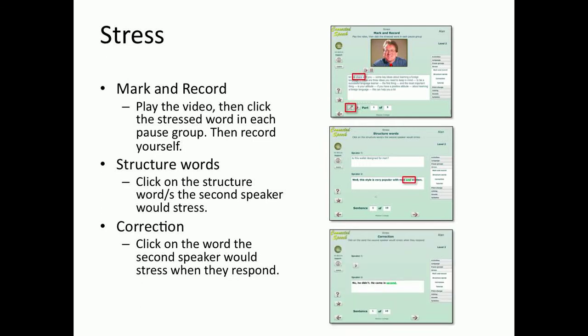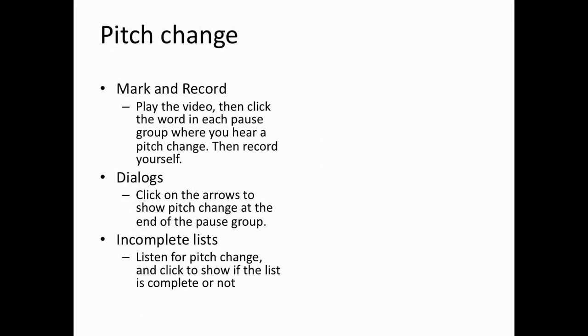In the section on correction, you'll again listen to something and click on a word that the second speaker would stress when they respond. And again, when you see these on the screen, it'll be more evident. These are just small screenshots that you can't see that clearly, but I'm just trying to give you an overview.